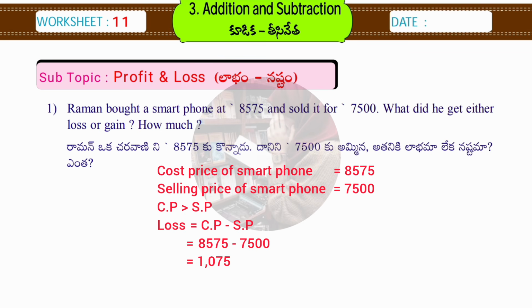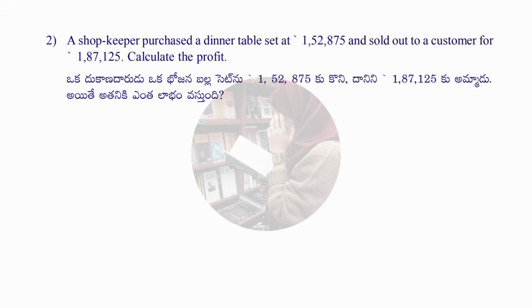Let's see the second question, guys, which is, a shopkeeper purchased a dinner table set at 1,52,875 and sold it to a customer for 1,87,125. Calculate the profit. Of course, there's a big profit. Okay, guys, once there was a shopkeeper, he purchased a dinner table set for 1,52,875, but he sold it to a customer for 1,87,125. Here cost price is less than selling price, meaning we have gained.